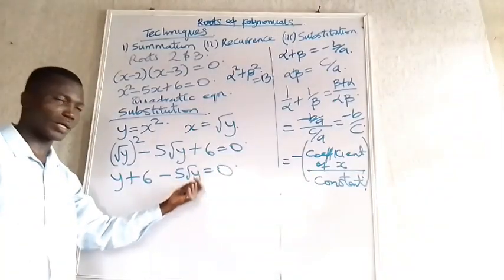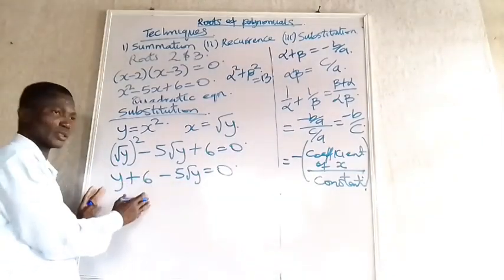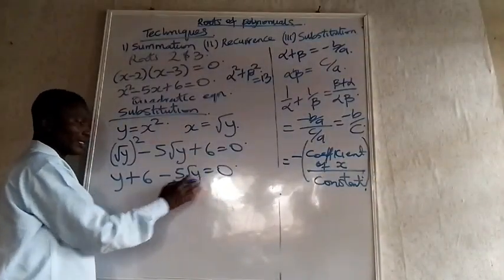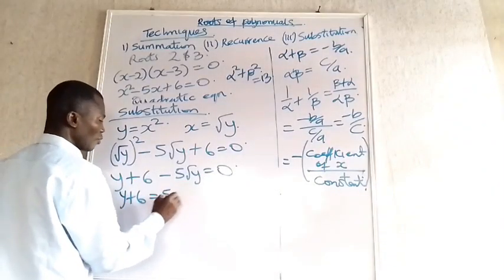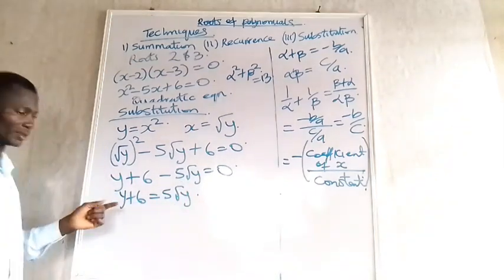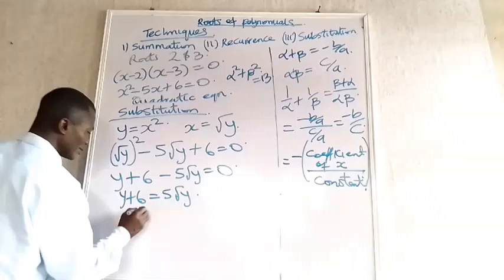And to cancel this square root sign, I have to square. In order to make the equation not contain any square root sign, I will bring this one to the other side. So I'm going to have y plus 6 is equal to 5 root y. Remember sums. So something like this has been treated under sums. So we are going to square both sides.